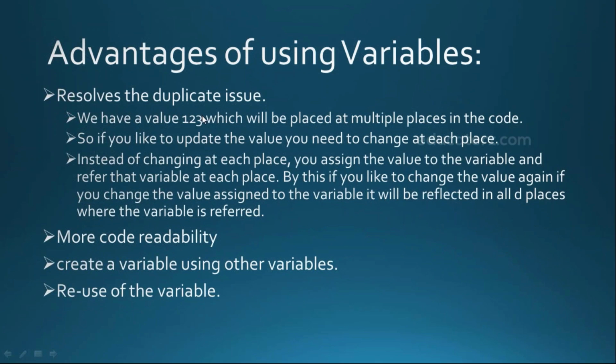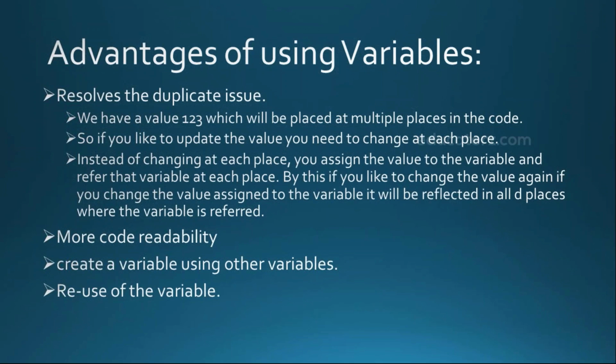Advantages of using variables. It resolves the duplicate issues. Let's say you have a value which will be used at multiple places in your code. When you want to update that value, you need to update it at each and every place in the code. Instead of doing that, you can assign that value to a variable and then use that variable at multiple places, so that when you want to update, you can change it in one place instead of multiple places. So this is one of the advantages of using variables.